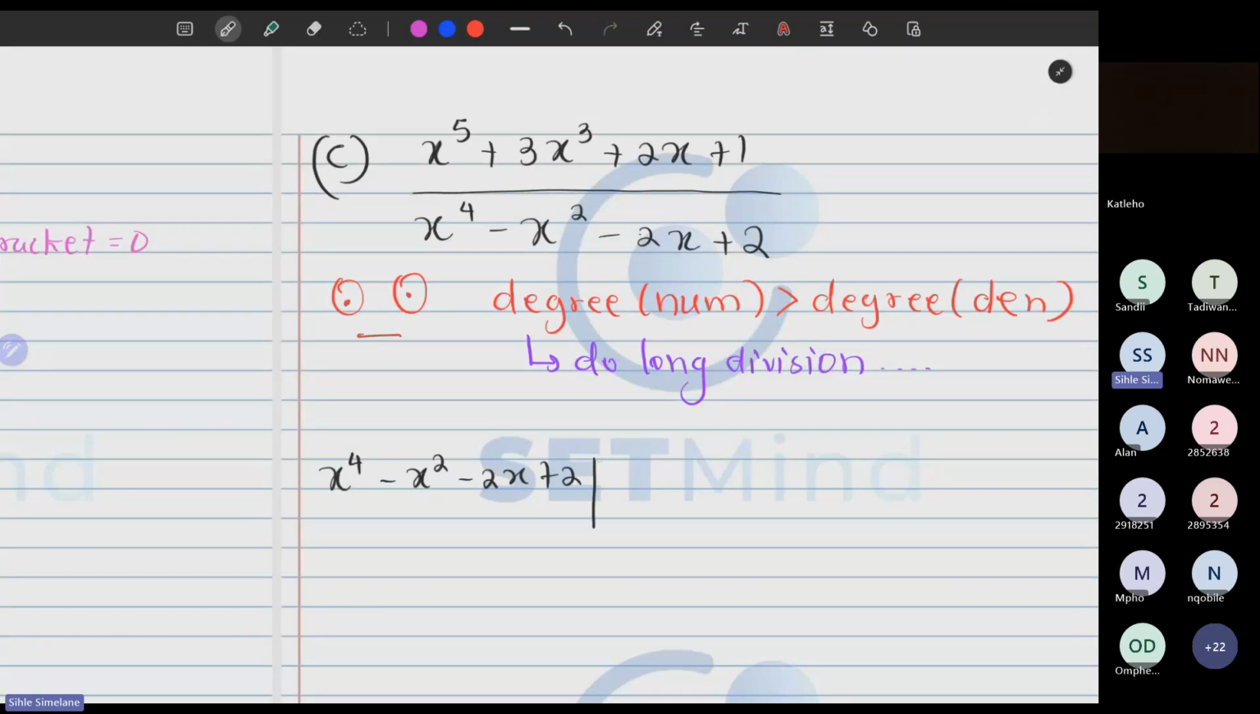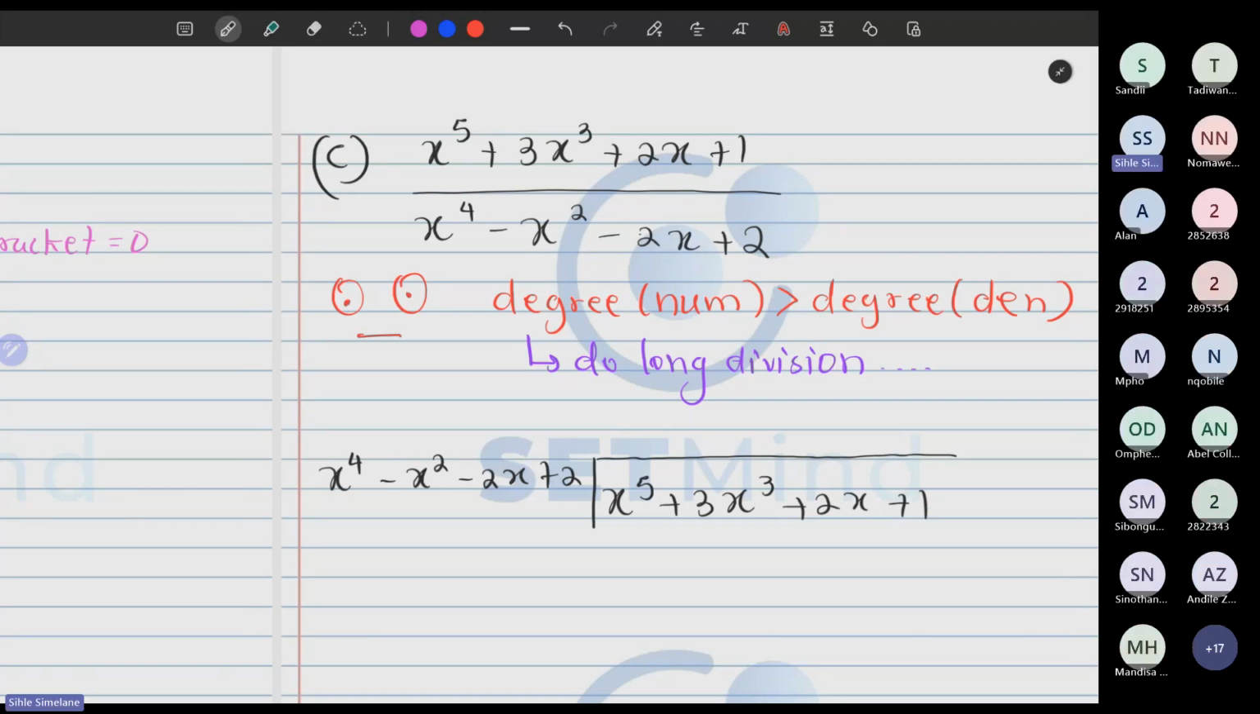And then we have that x to the 5 plus 3x cubed plus 2x plus 1. Let's see if I captured the question right, because one mistake here screws us up. It looks about right. Let's look at the denominator. Plus 2. Okay, so let's do long division.